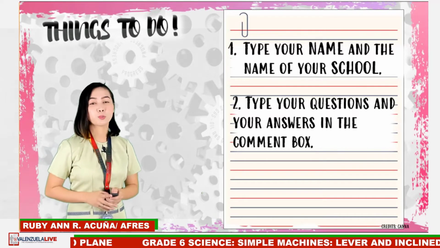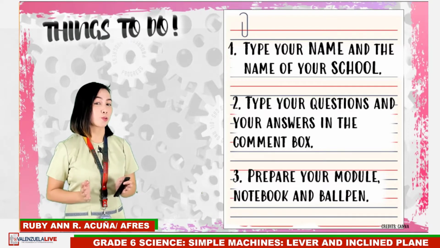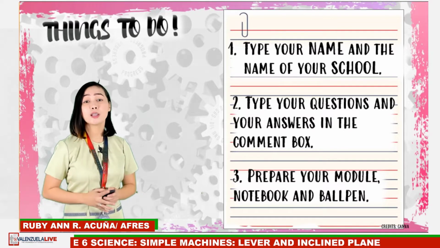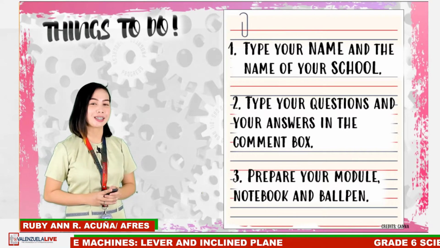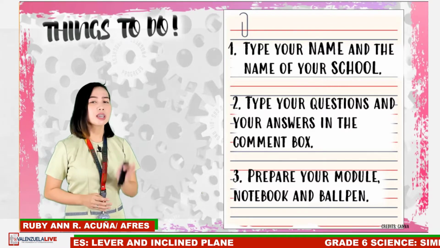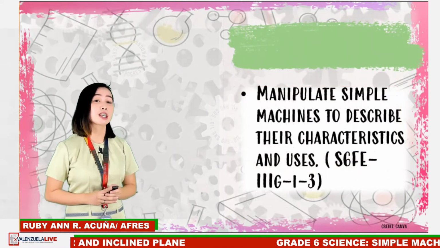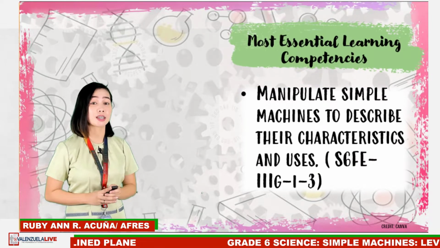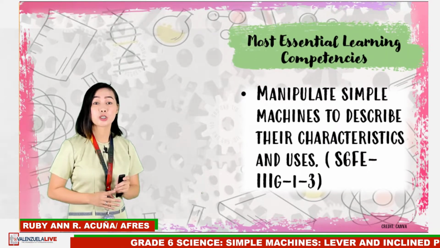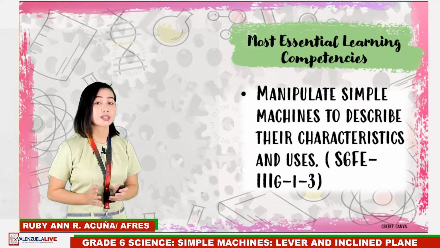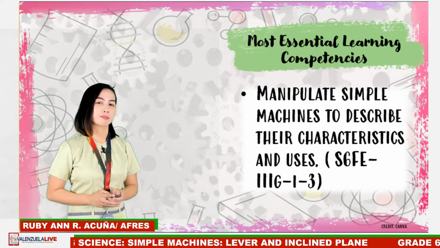And don't forget to prepare your science module, notebook, and ballpen for taking down some important ideas. Today's lesson is based on the most essential learning competencies in Science 6. Manipulate simple machines to describe their characteristics and uses.